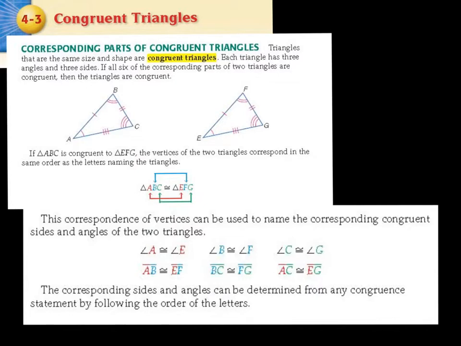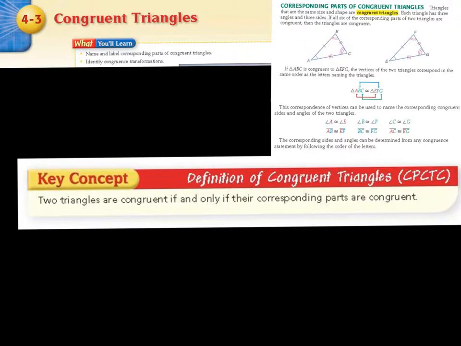So angle A is congruent to angle E, and they color-coded them red. Angle B is congruent to angle F. Angle C is congruent to angle G. Segment AB is congruent to segment EF, segment BC is congruent to segment FG, and segment AC is congruent to segment EG. The corresponding sides and angles can be determined from any congruent statement by following the order of the letters. 2 triangles are congruent if and only if their corresponding angles are congruent.